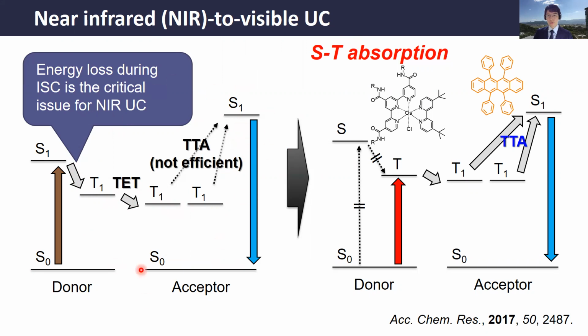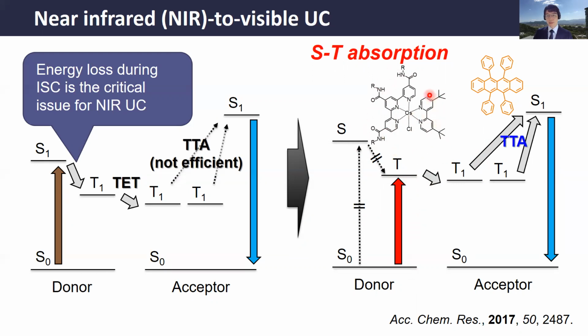So we try to solve this issue by developing a new mechanism. We employ this S-T absorption, that's the direct transition from the ground state to the triplet state. Of course, this is a spin forbidden process, but some metal complexes like osmium complex showed a nice S-T absorption in the near-infrared range thanks to the heavy metal effect of the osmium. So this S-T absorption is very useful because you can now skip this intersystem crossing, so you can avoid the energy loss. So you can sensitize the rubrene by using the near-infrared light.